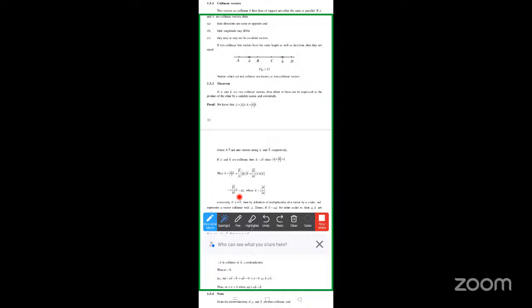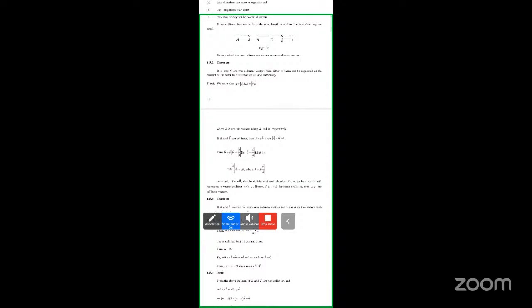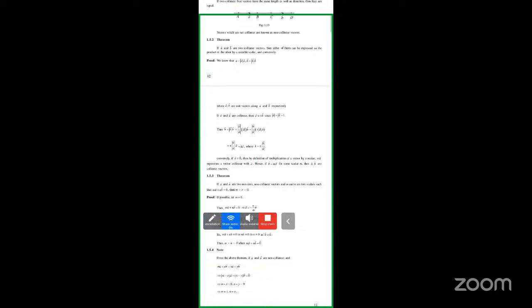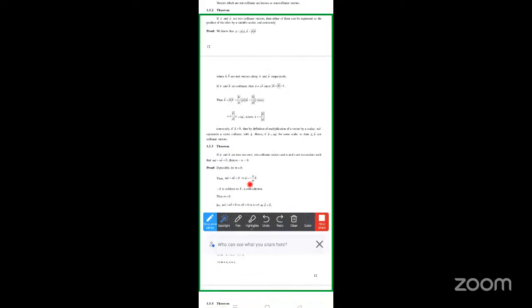Conversely, if A is not equal to 0, by the definition of multiplication of a vector by a scalar, M into A bar represents a vector collinear with A. Hence, if B bar is equal to M into A bar for some scalar M, then A bar, comma, B bar are collinear vectors.